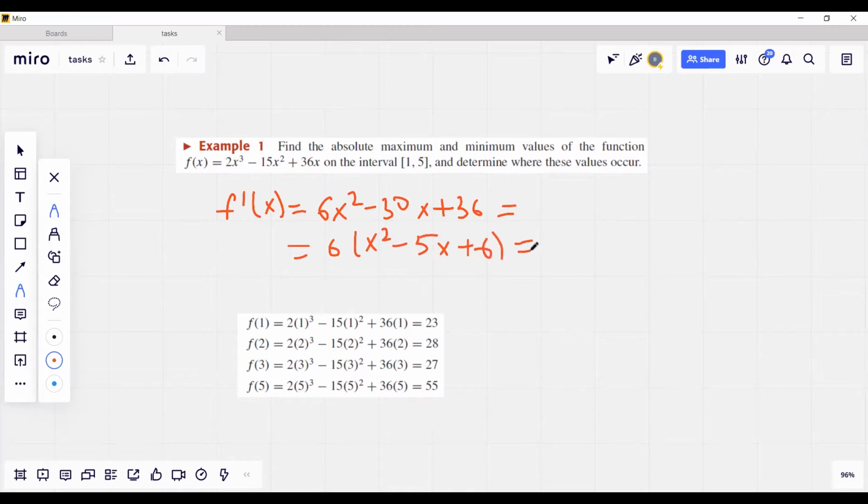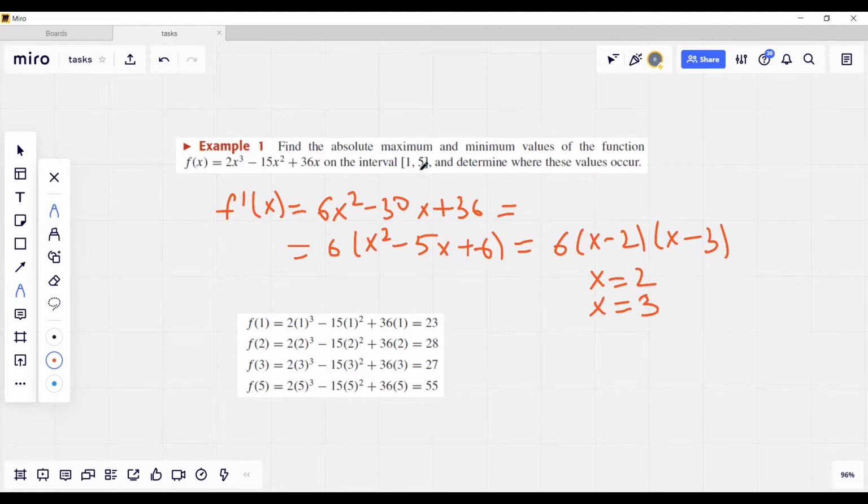So the roots are then 2 and 3. 6(x minus 2)(x minus 3). All right. Now, our critical points, stationary points in fact, are x is equal to 3 and x is equal to 2. And our endpoints are x is equal to 1 and x is equal to 5.